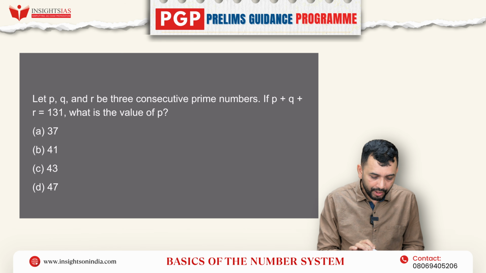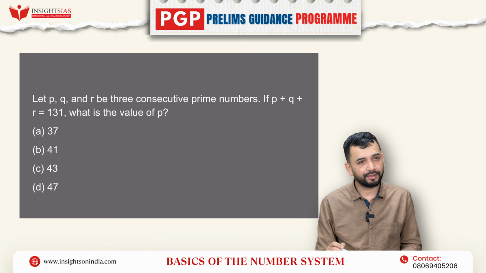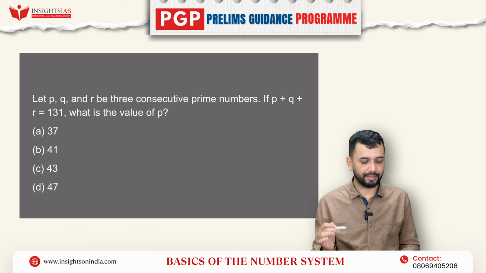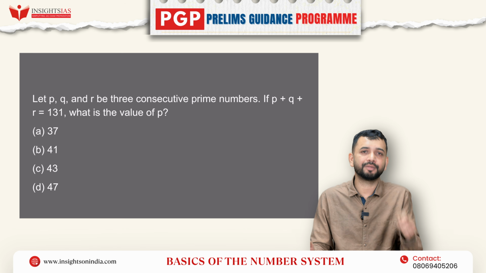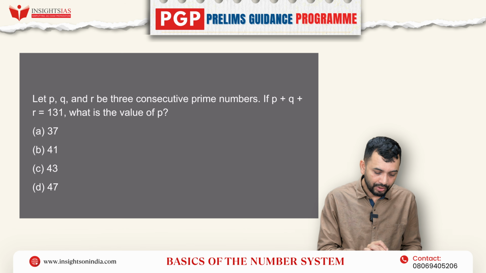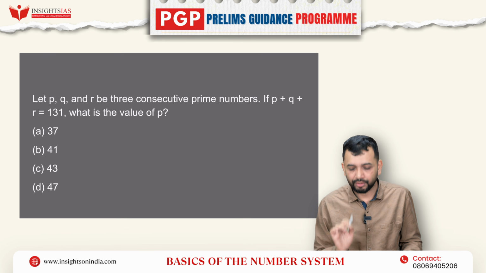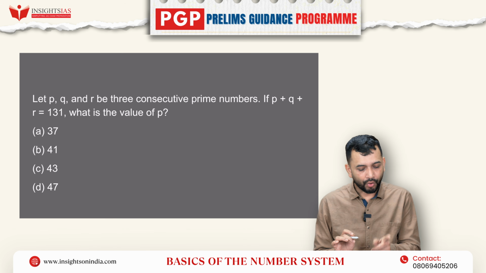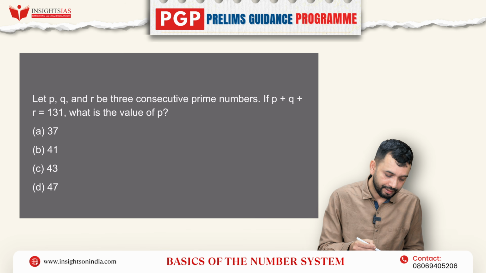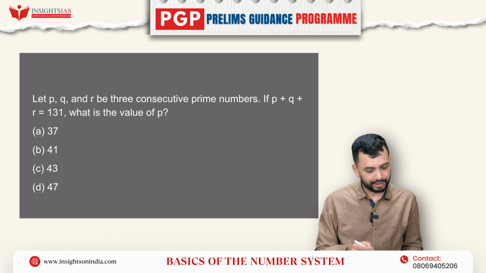Okay. Now, what is the value of P? What is P? The least prime number, the first prime number among these three prime numbers. What is the first prime number we are talking about? So, let P, Q and R be three consecutive prime numbers. And if P plus Q plus R is 131, what is the value of P? Answer options are 37, 41, 43, 47.